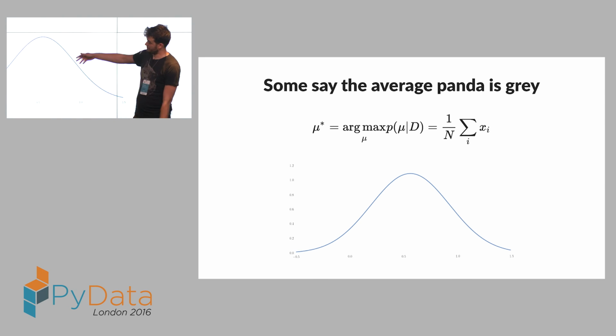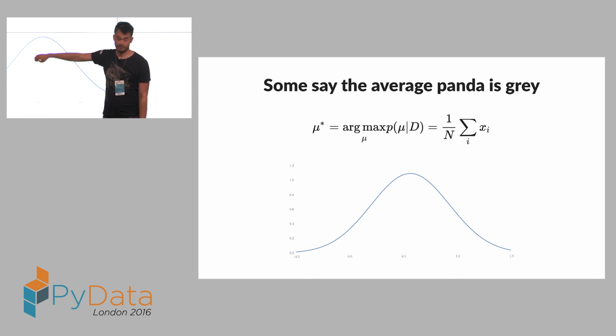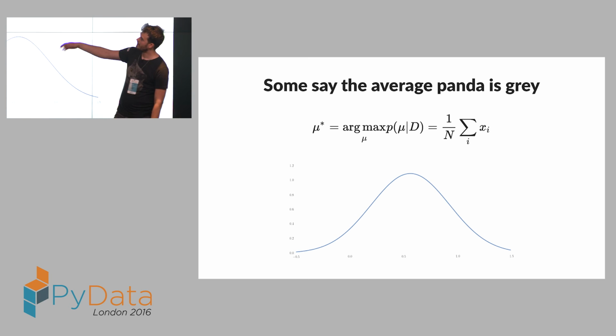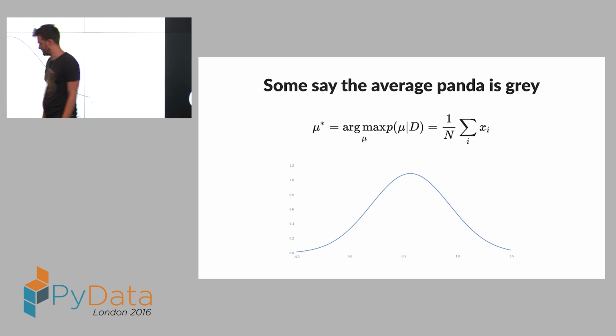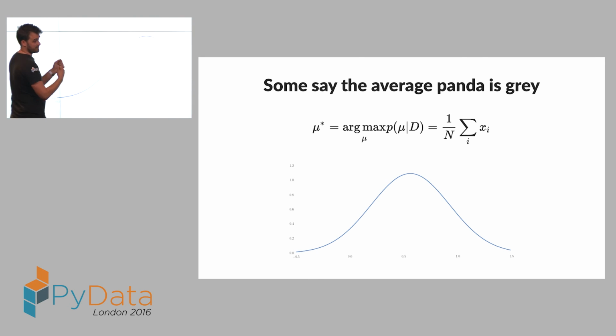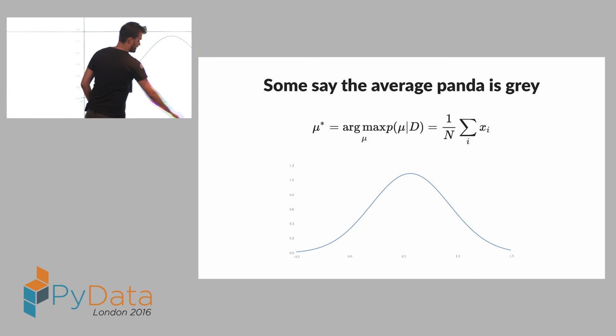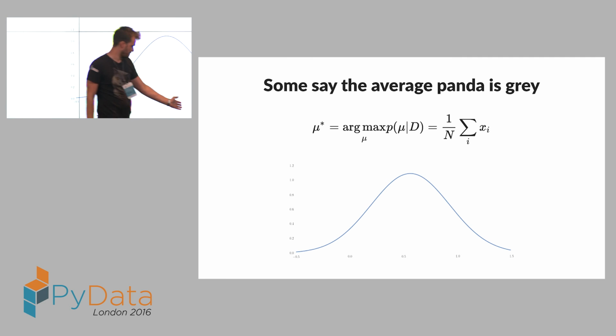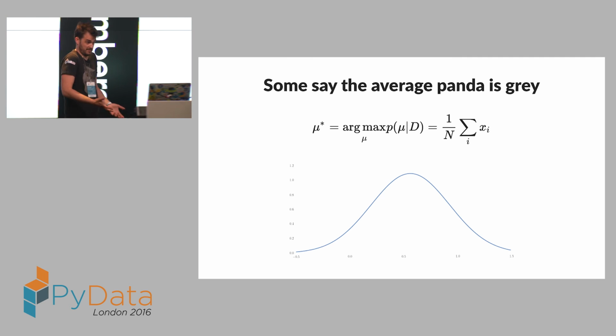I can then say, what's my maximum likelihood estimator? Well, then it says the average panda is indeed gray. The thing that I find scary, though, is that if you then say, OK, let's look at the standard deviation and the variance and plot that over it, you see that this model allows for values that are smaller than 0 and larger than 1. To me, that seems rather unsensible.